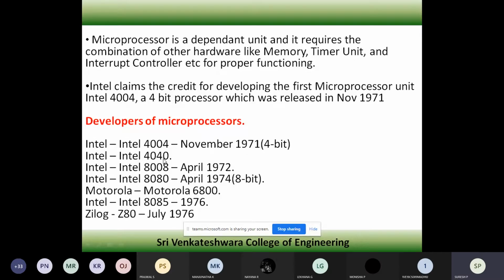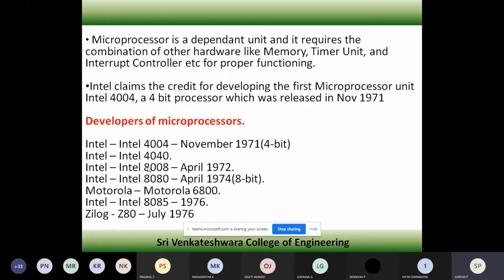Next comes the 8-bit microprocessor, which started in 1972. The number is Intel 8008, which came into existence in 1972. It has an 8-bit CPU and an external 14-bit address bus, so it can address up to 14-bit addresses. That is, the total number of memory locations it can hold is 2 power 14, because this 8008 has a 14-bit address.